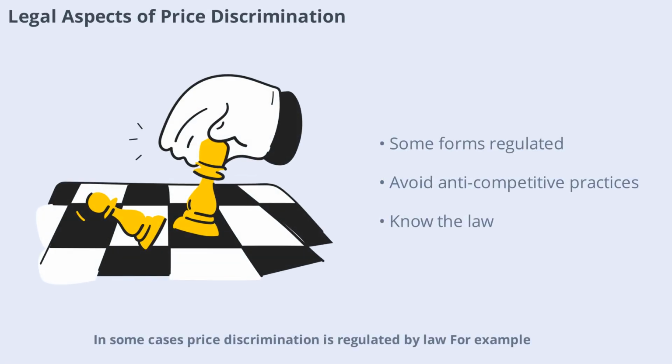In some cases, price discrimination is regulated by law. For example, the Robinson-Patman Act in the United States prohibits certain forms of price discrimination that harm competition. However, many common practices like student discounts or dynamic pricing are legal. Firms must be careful to comply with regulations and avoid practices that could be seen as unfair or anti-competitive.